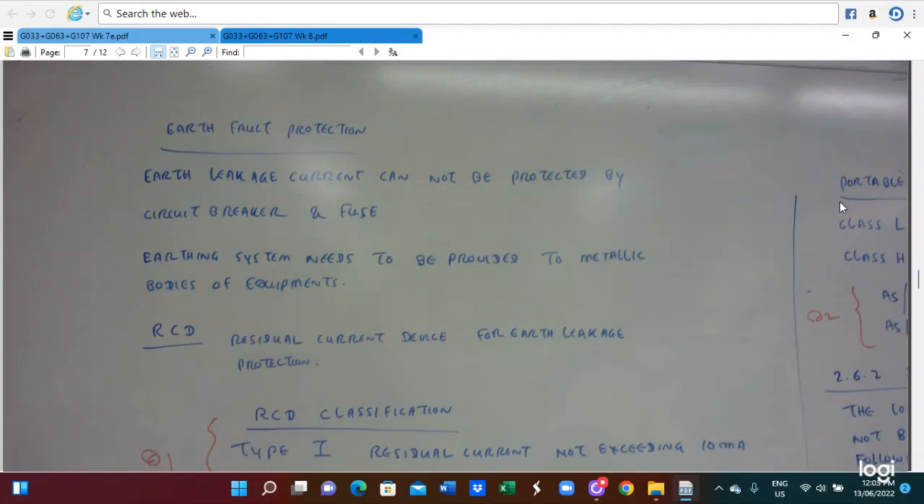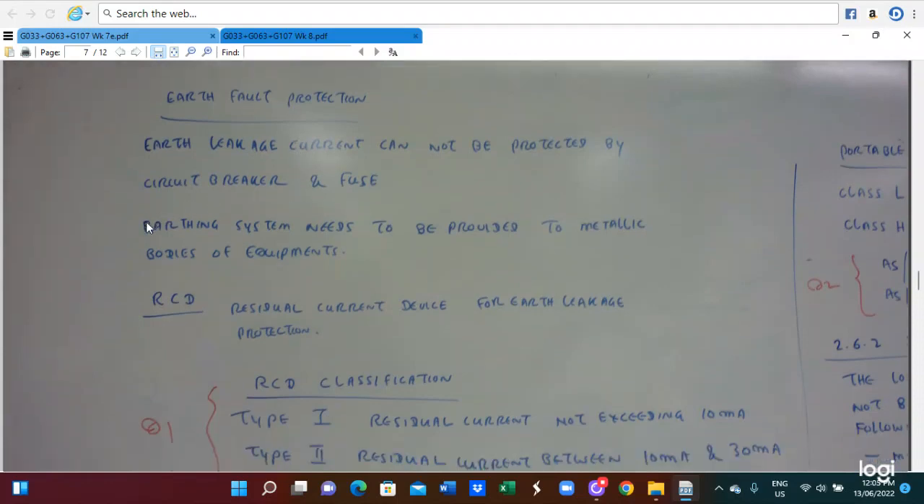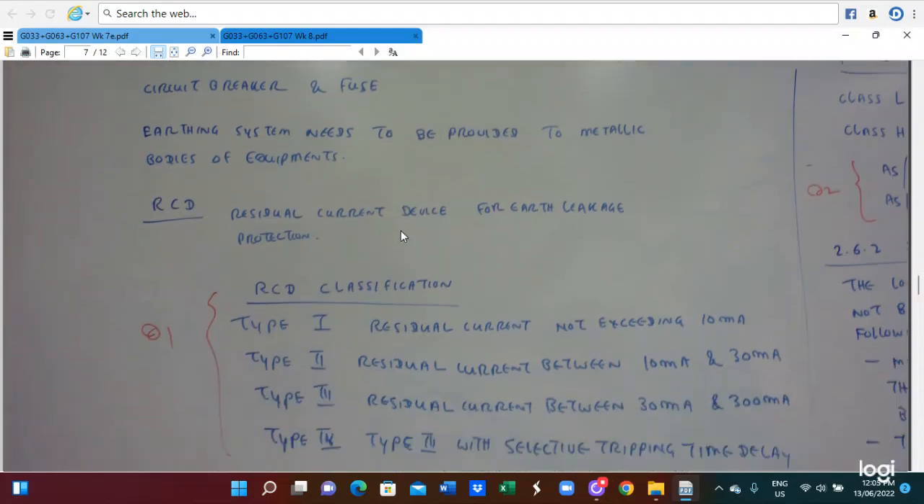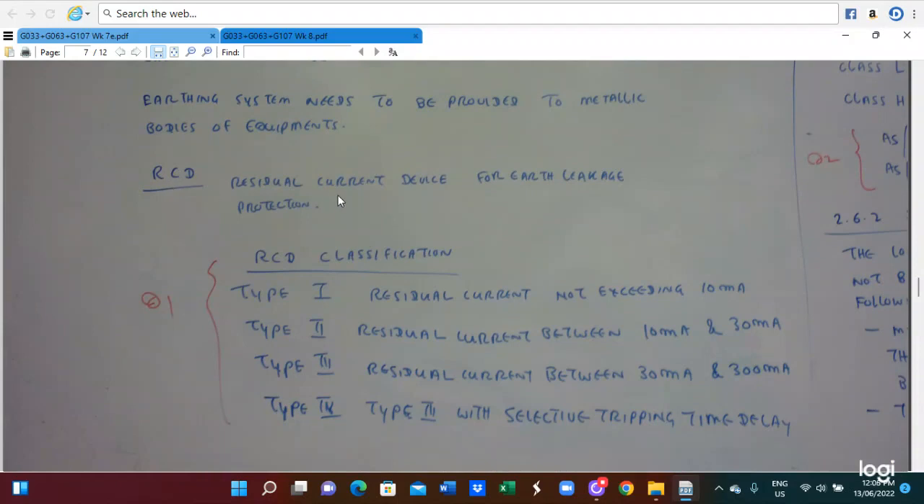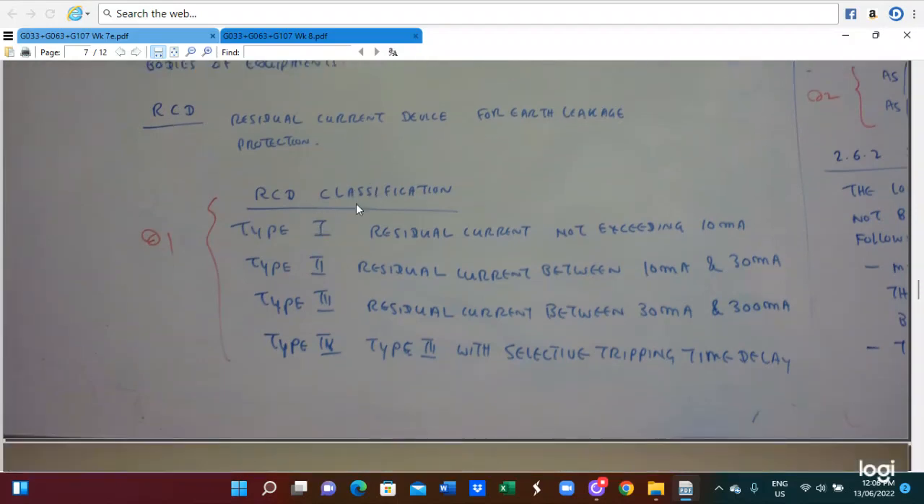Then we're talking about earth leakage protection. Earth leakage current cannot be protected by the circuit breaker and fuse. This system needs to be provided to the metallic body of the equipment. RCDs are residual current devices for earth leakage protection. RCD classification: Type 1 is residual current not exceeding 10 milliampere. Type 2 is residual current between 10 milliampere and 30 milliampere. Type 3 is residual current between 30 milliampere and 300 milliampere.